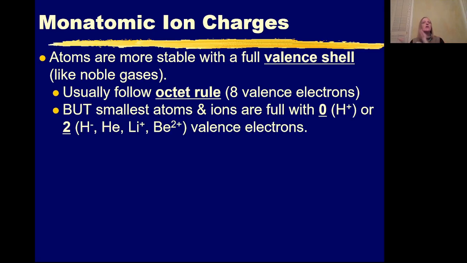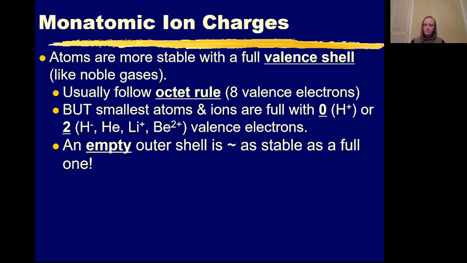The exception to this are the smallest atoms and ions. That first energy level can only hold 2 electrons, and so 2 is considered full for those smallest atoms. The very smallest atom, hydrogen, is actually also stable with 0 electrons, or somewhat stable. So an empty outer shell is approximately as stable as a full one. And I'll show you on the next slide kind of how that works.